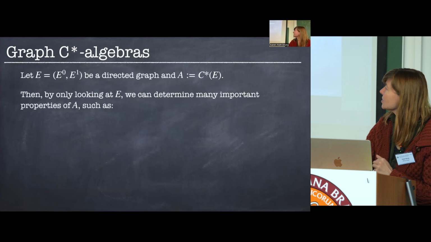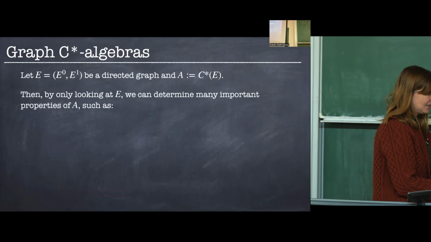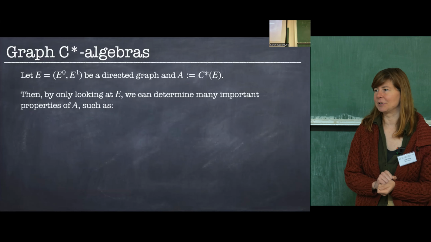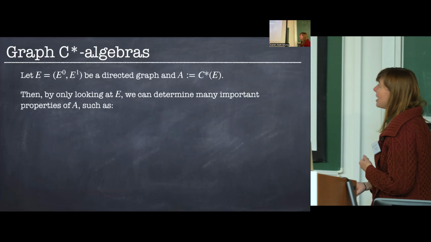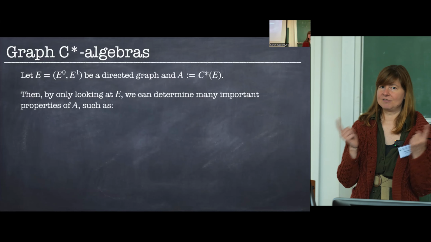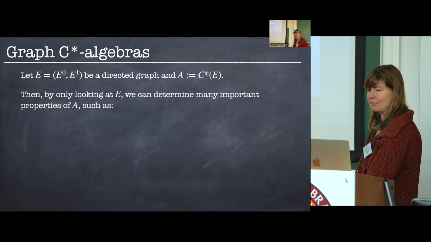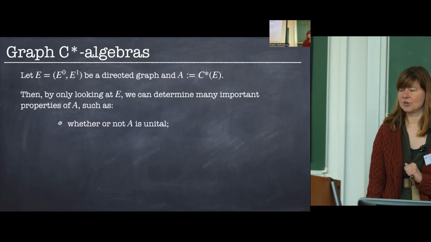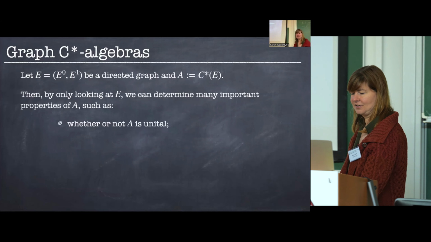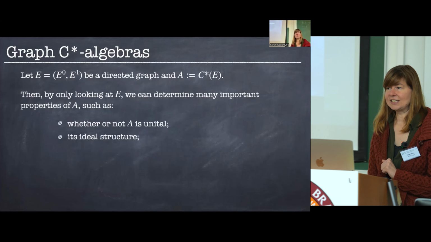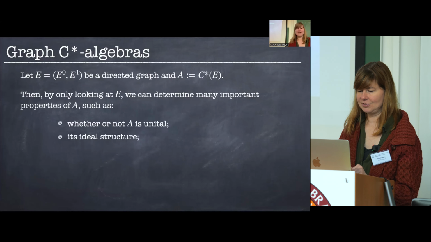Okay, so graph C-star algebras are very nice because not only can we use our C-star toolkit to say stuff about the directed graphs like we saw with the C-star machine, but we can also see many properties of the C-star algebra by just looking at the graph itself. So for example, you can immediately tell whether or not A is unital. This will happen exactly when it has finitely many vertices. You can tell its ideal structure. That's a little bit more complicated to describe, but it's certainly possible.